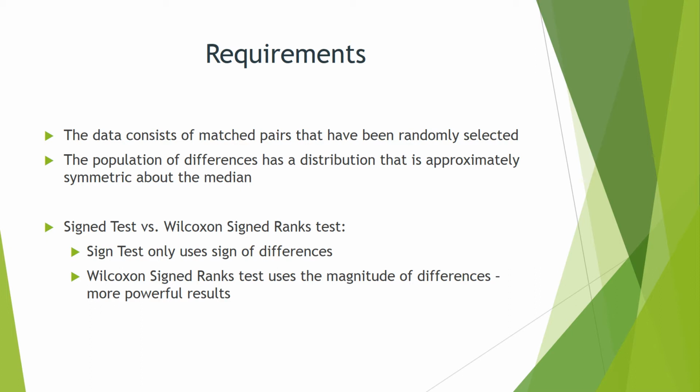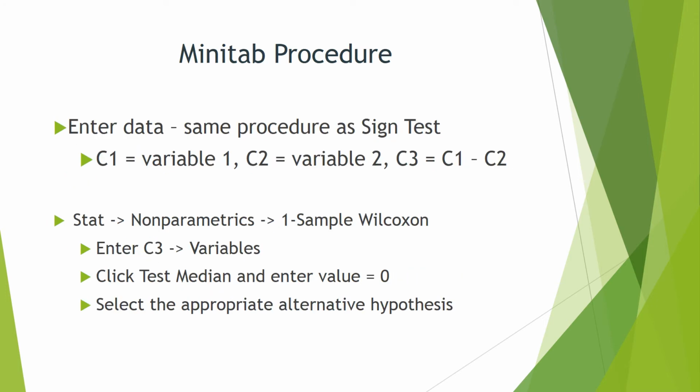So if you ever have to choose between the sign test and the Wilcoxon signed rank test, you always choose the Wilcoxon signed rank test. It gives you more powerful results. The procedure is almost the same as with the sign test. You put variable 1 in C1, variable 2 in C2, and then you go to the calculator and calculate a C3 doing C1 minus C2.